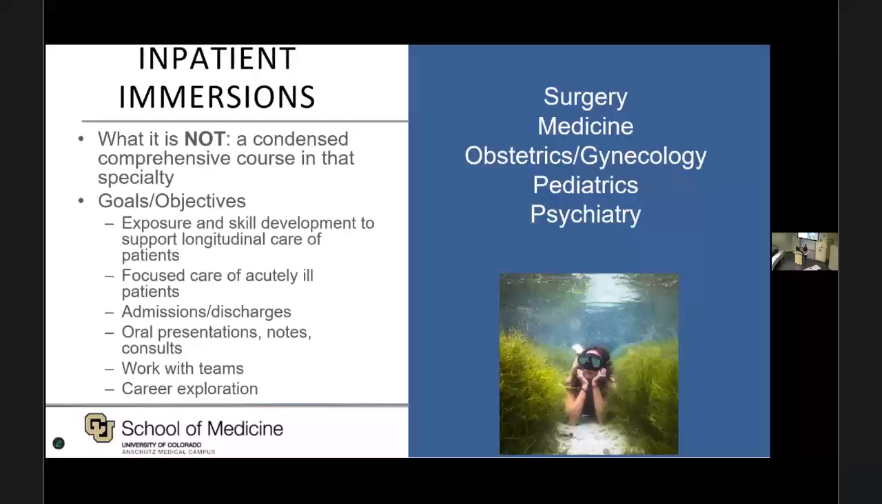The inpatient immersions also allow students to focus on the care of acutely ill patients and gain some of the core competencies that they may see less in the preceptor setting if their preceptors practice primarily outpatient. It allows them experience with admissions and discharges, lets them learn the format of oral presentations, notes, and consults that can look different in the inpatient space, learn about how teams work together in the hospital, and do some career exploration, get exposure to the breadth of specialties that they may be seeing just outpatient in their preceptor setting, or specialties that they might not see in the outpatient setting otherwise.